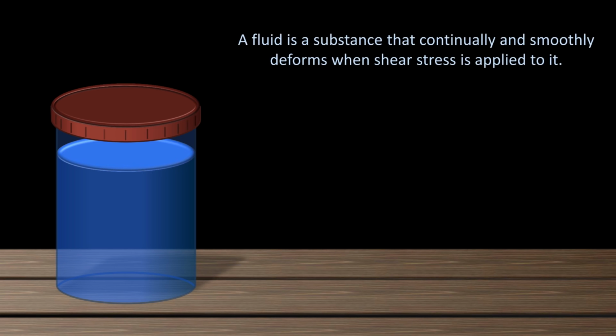So here we have a sealed jar of water, which is the prototypical fluid that I'll be referring back to many times during this course. Before I jump into density, I first want to talk about what makes something a fluid. A fluid is a substance that continually and smoothly deforms when shear stress is applied to it. What exactly does that mean? Fluids flow when acted on by a force, just like water flows downhill when acted on by gravity.